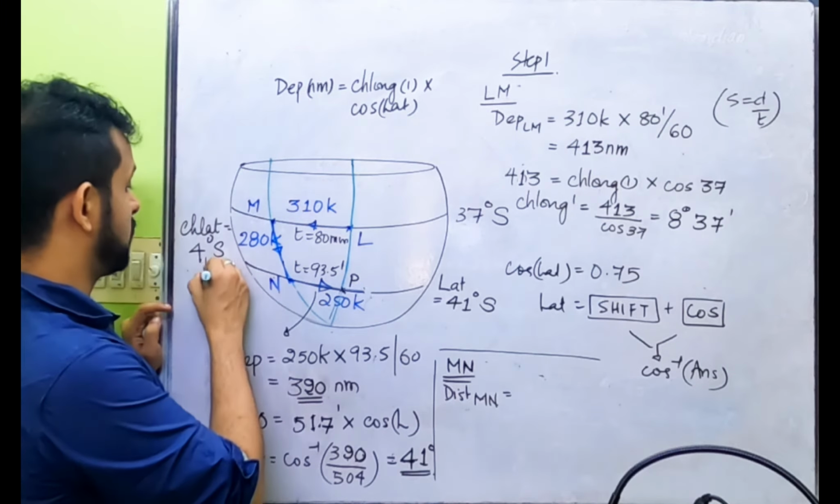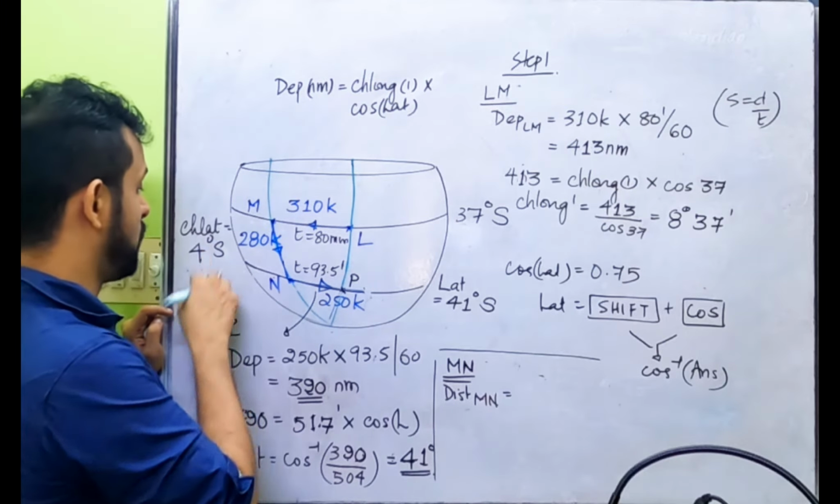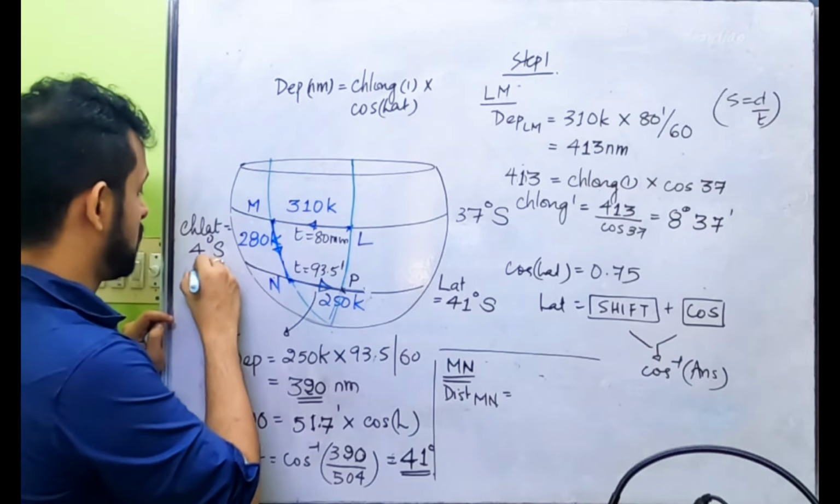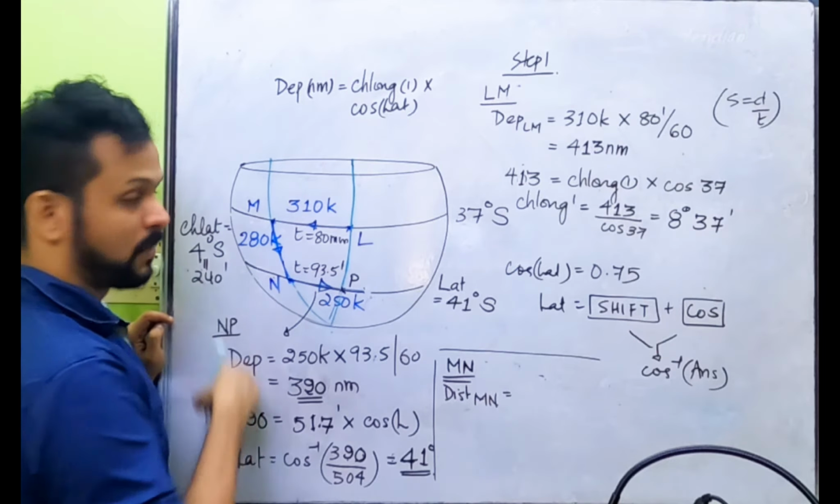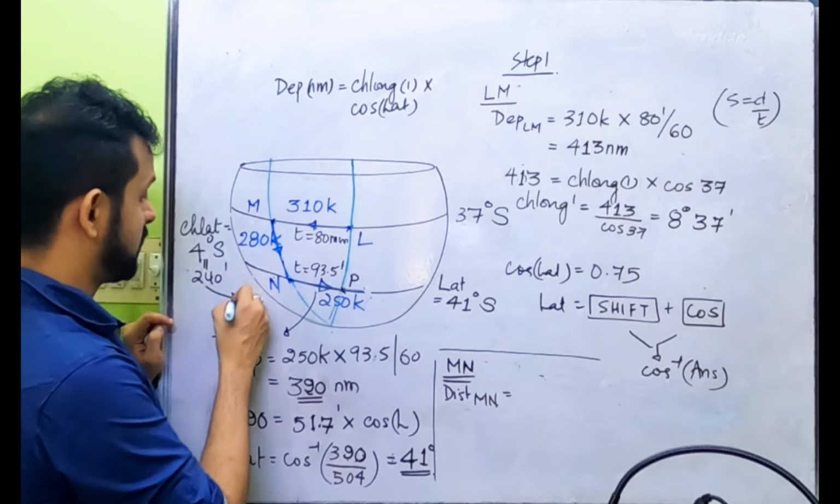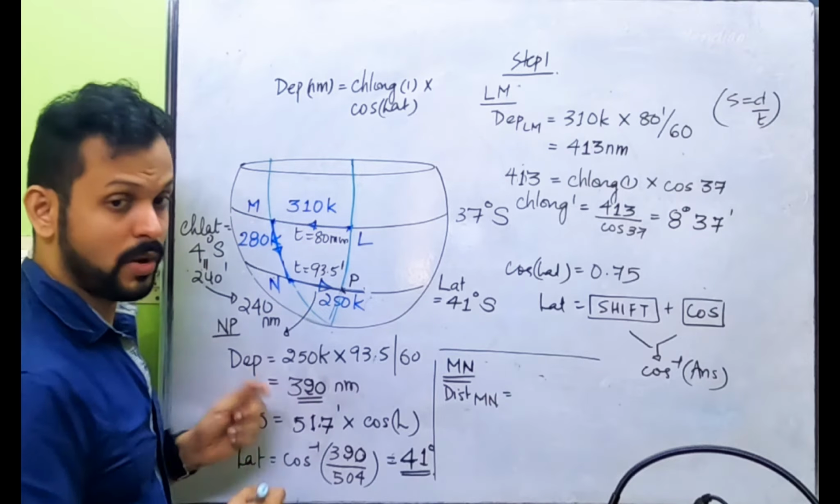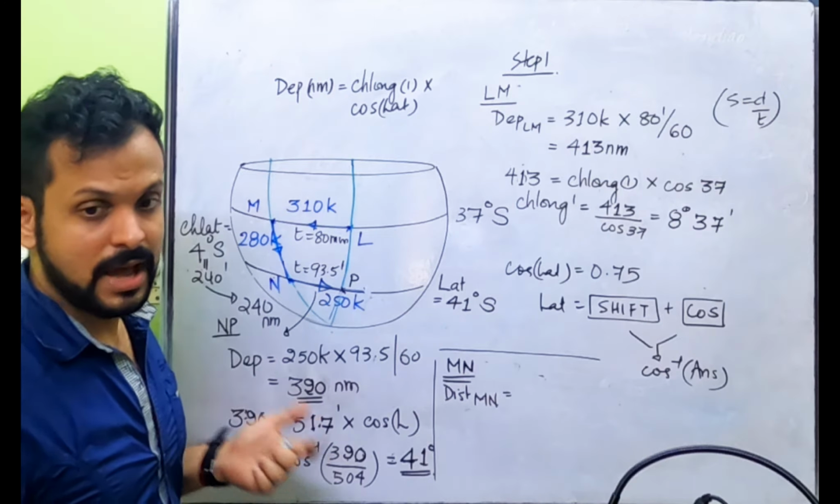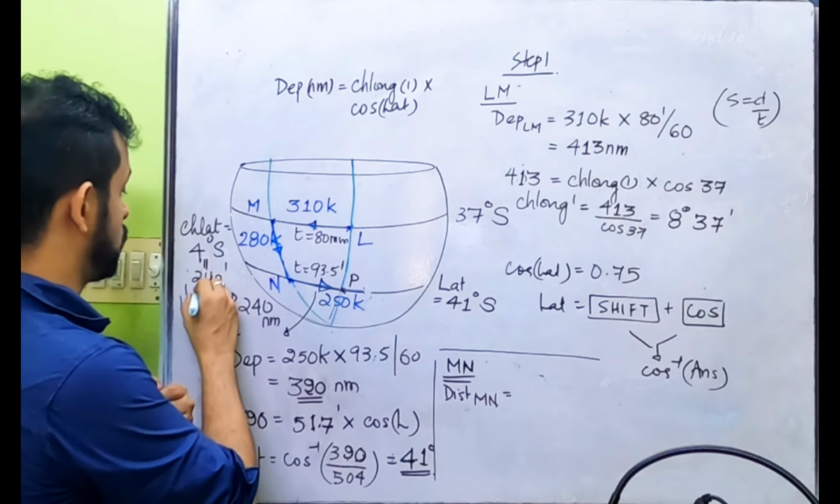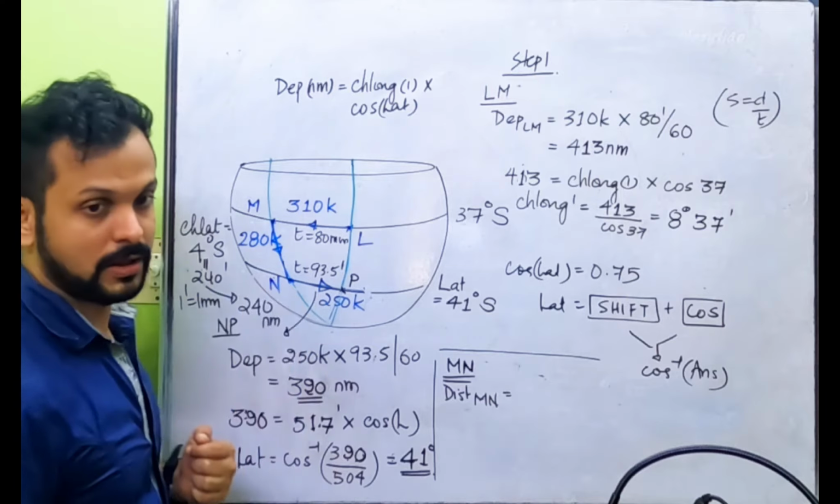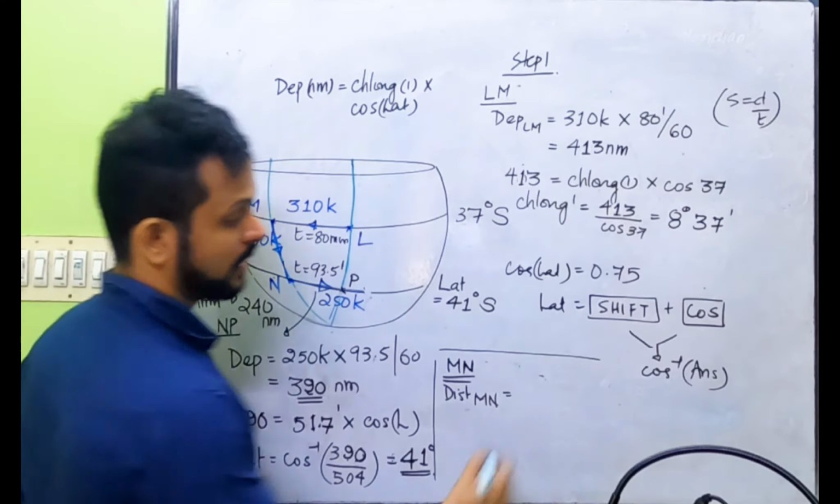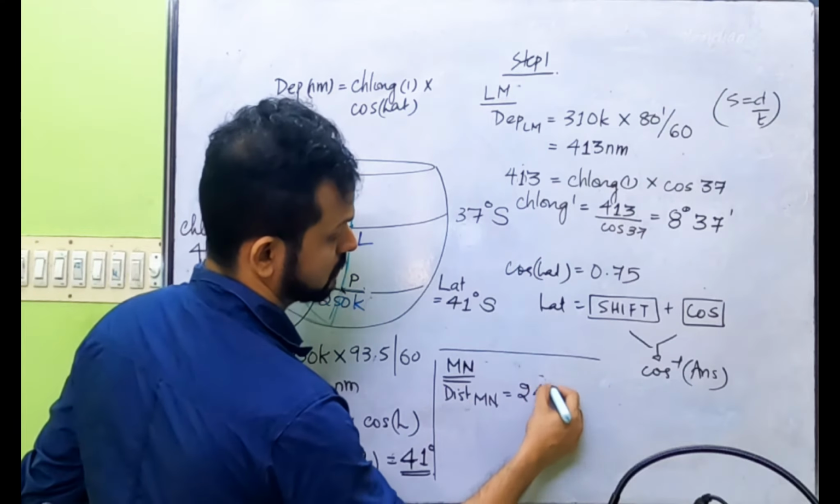So, can I convert this to minutes? When I make this into minutes, it will be 4 into 60, which is 240 minutes. And can I write it as 240 nautical miles? Yes. Why? Because it's along a great circle, and therefore 1 minute is equal to 1 nautical mile. So, it's 240 nautical miles is the distance MN.